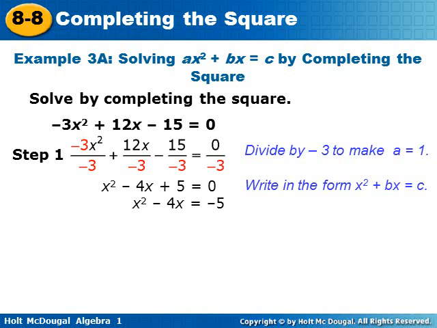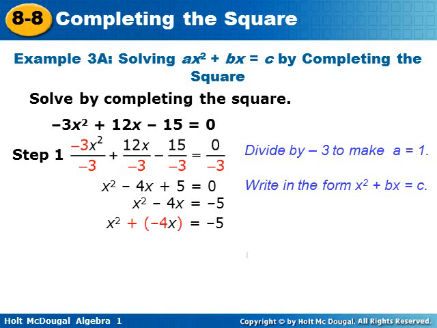So we end up with x squared, which was what we were trying to do, 1x squared, minus 4x, because 12 divided by negative 3 is negative 4, plus 5, because negative 15 divided by negative 3 is positive 5, equals 0, because 0 divided by negative 3 was 0. Now we're going to move the 5 to the other side by subtracting it from both sides, and that gives us x squared minus 4x equals negative 5.